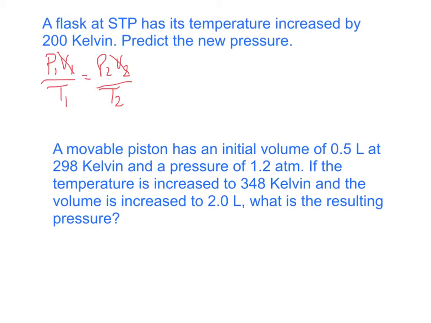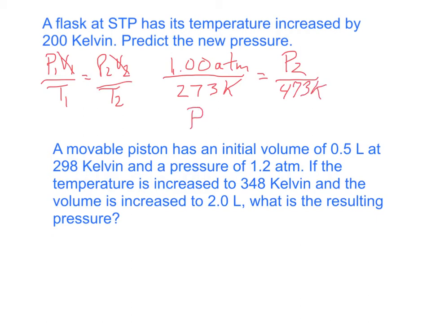So now we start substituting in. We know 1.00 atm divided by 273 Kelvin. That's standard temperature. Equals X, or P2, divided by 473, because the temperature went up, so we just add 200 onto the previous temperature. So 473 Kelvin. Solve for P2. We multiply both sides by 473, and we find that X equals 1.73 atmospheres.